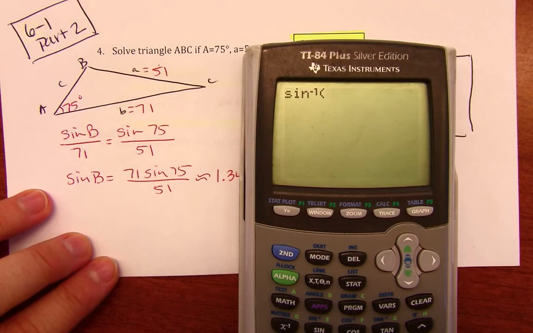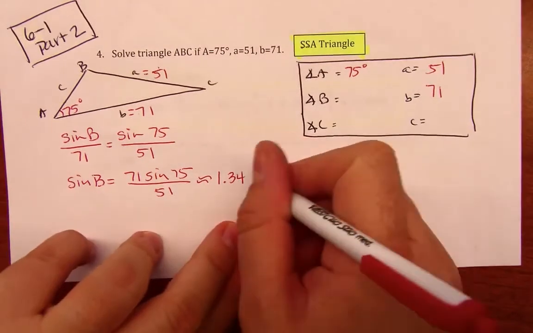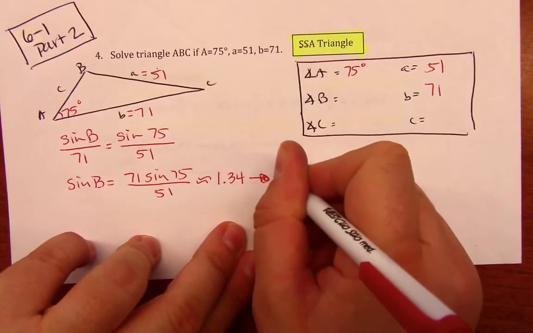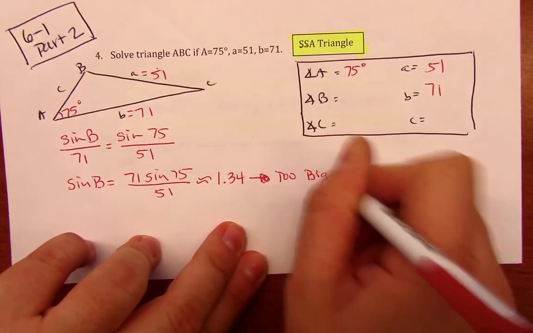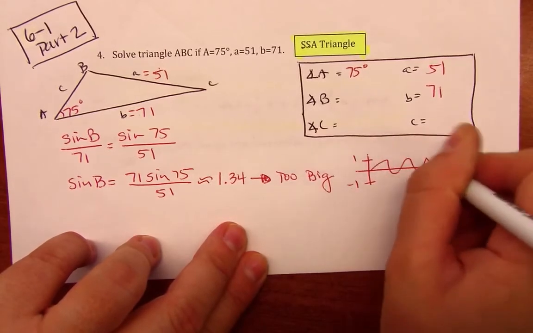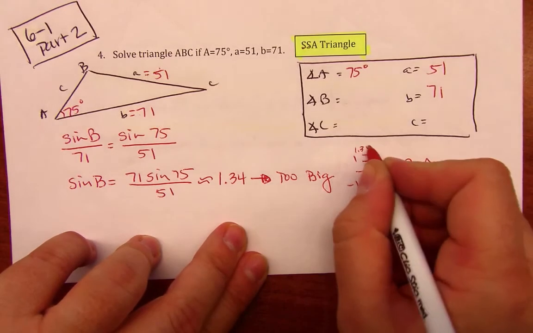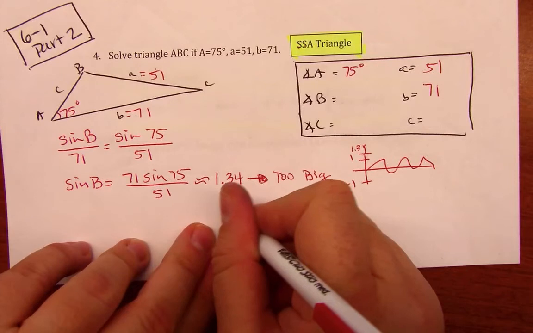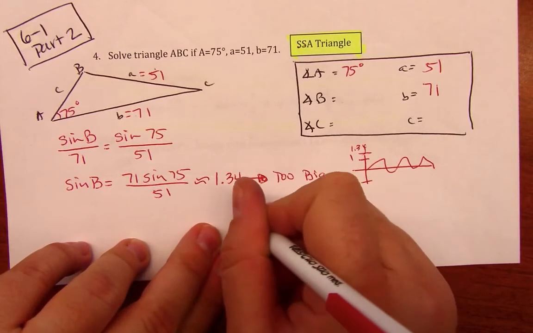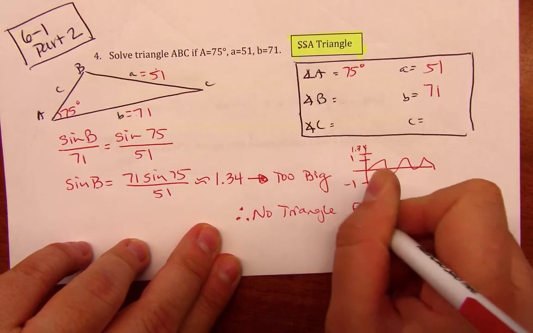Now, if you try to do inverse sine of 1.34, it's going to go to an error. And the reason why is because sine always stays between -1 and 1. This is too big. Remember, sine stays between 1 and -1. It never goes up to 1.34. So what that means is no triangle exists.